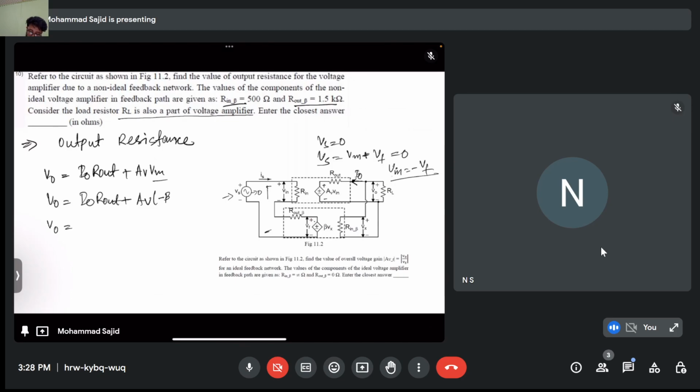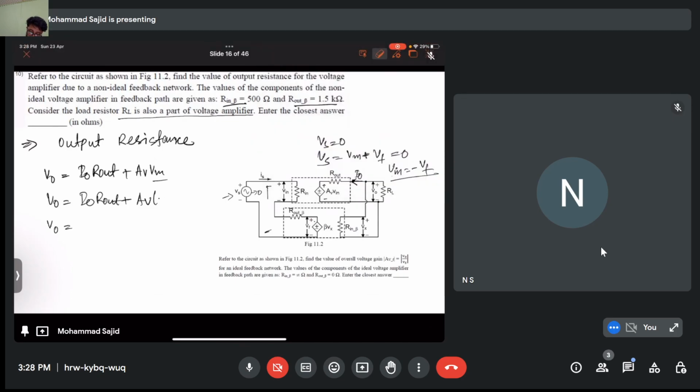since V in is minus Vf, let me just first write in this step a simple Vf, minus A_V times Vf. So my V out is I out R out, minus A_V Vf. Now if we look here, Vf is beta Vx, right? And your Vx is V out. So Vf is beta times. See here, Vx is from this node to this node. If you translate to this, it will be from this node to this node, that is V naught. So your Vx is V naught.